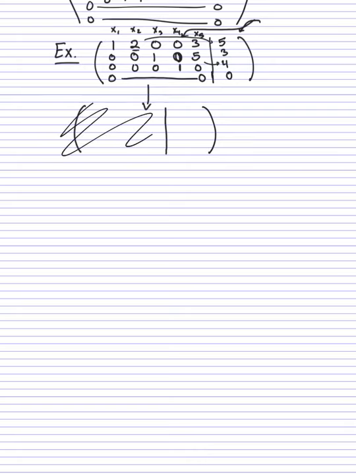And I realize, sorry, I'm going to make this larger, okay? So we have 1, 0, 0 is going to give me 5 minus 2x2 minus 3x5.